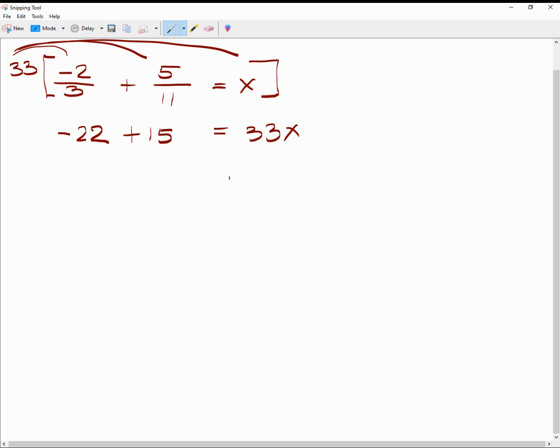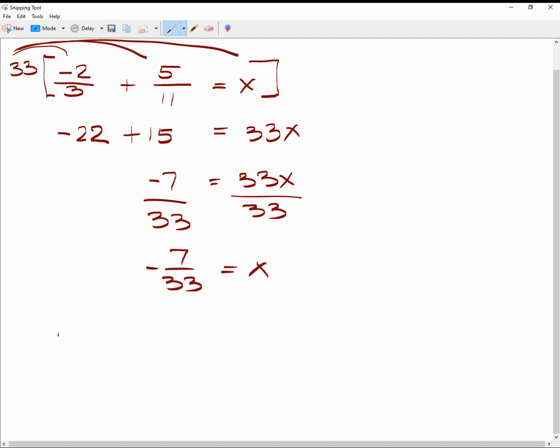Okay, so now this is just a simple equation. Just simplify the equation. So negative 22 plus 15 is negative 7 equals 33x. Solving for x, you divide by 33. So therefore, x is equal to negative 7 over 33. Okay, so that's one way to solve that.